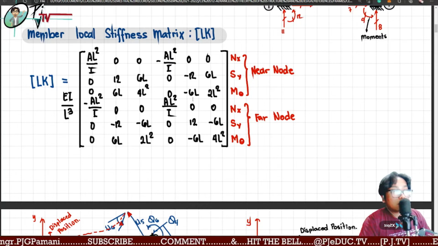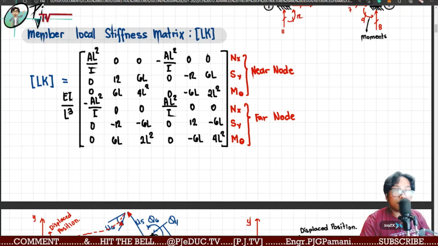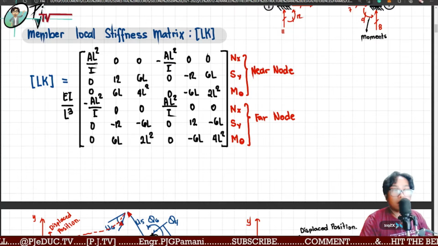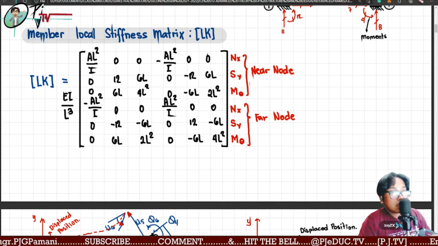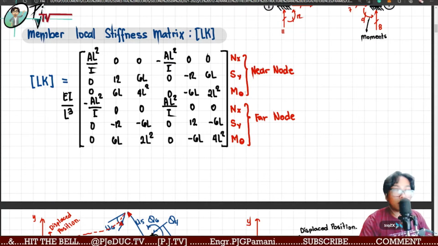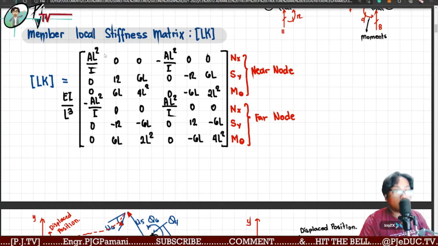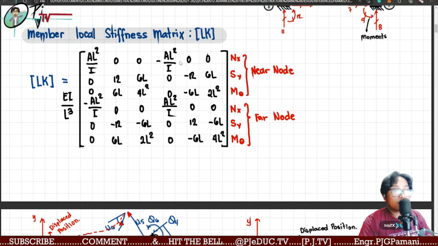Then, again, yun lang naman. Hanapin nyo lahat yan: modulus of elasticity of the member, moment of inertia, the length of the member cubed, area of the section, length, then moment of inertia based on the given section of the member. Again, remember your numbering. So, ang ating numbering, first 3 rows is the near node, then the last 3 rows is your far node. First 3 columns are your near nodes, and last 3 columns are your far nodes.